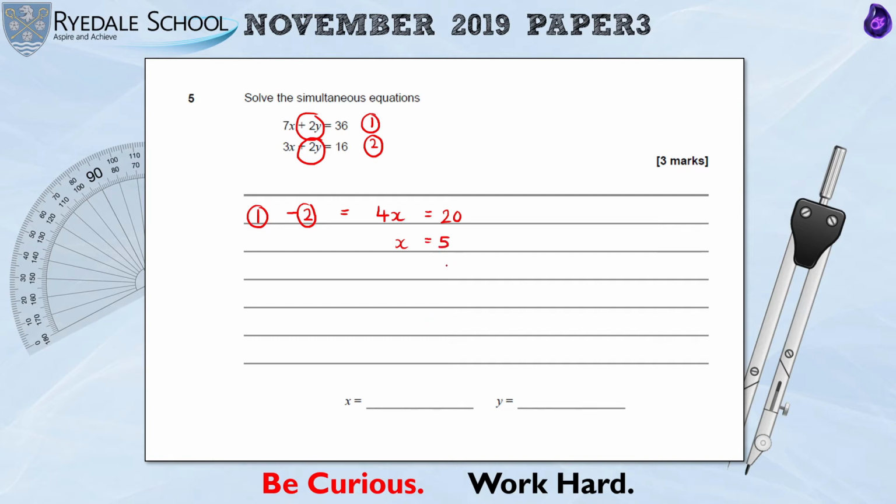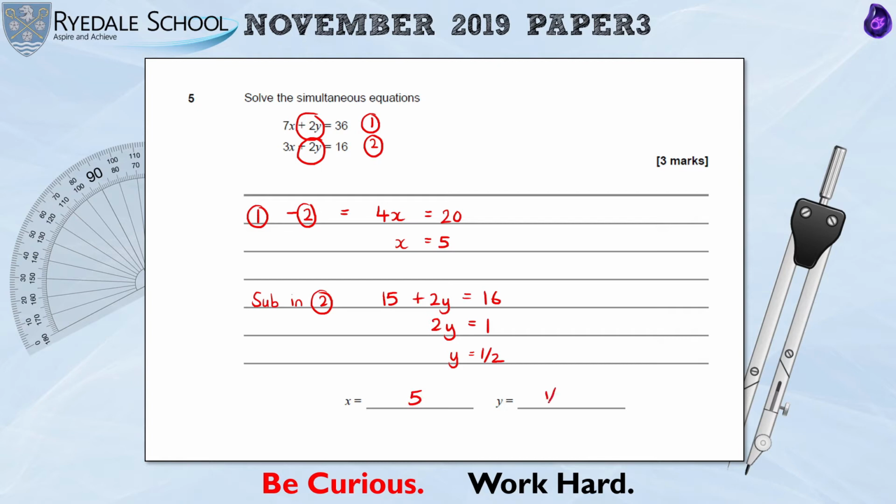I'm going to substitute that into one of the equations. I'm going to substitute it, I believe, into equation 2. It looks a bit easier. 3x's, x is 5, so 15, plus 2y's is 16. And if we solve that, we subtract 15 off both sides. 2y is 1, so y equals a half.